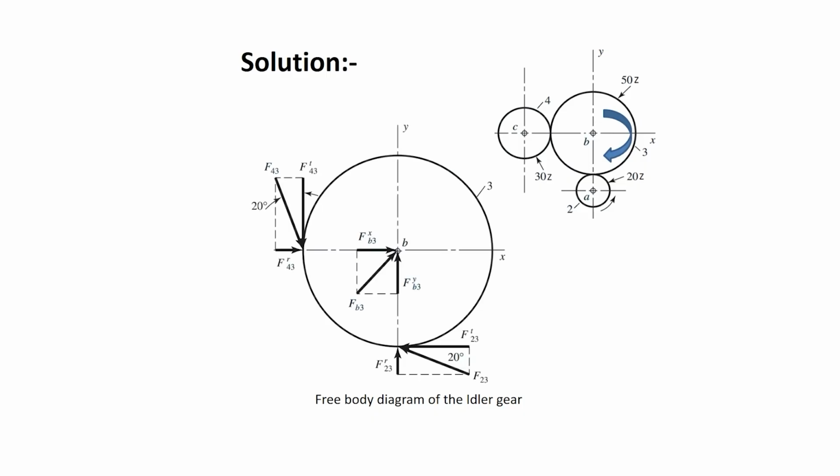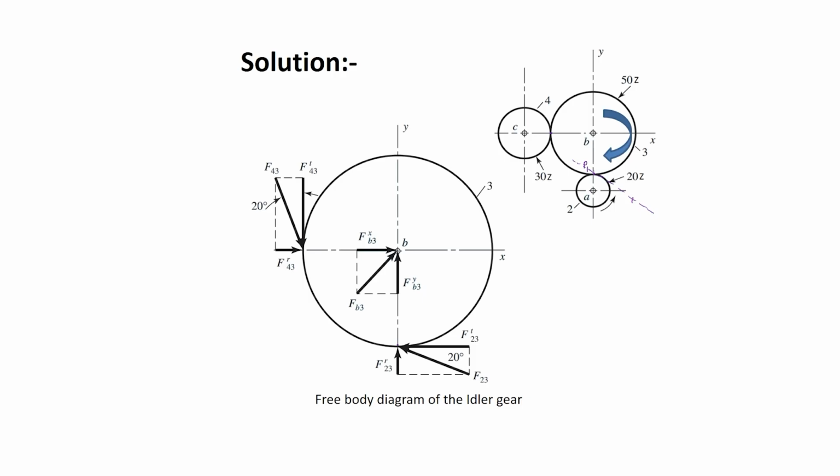Now, this was our problem. This is the pinion, this is the idler, and this is the gear. And this is the free body diagram of the idler. At this point, the pinion is transmitting power to the idler, and at this pitch point, the idler is transmitting power to the gear. So, there are two pitch points for the case of an idler. At this pitch point, which we may call P1, the force applied by the pinion will be in this direction. This will be the pressure line.